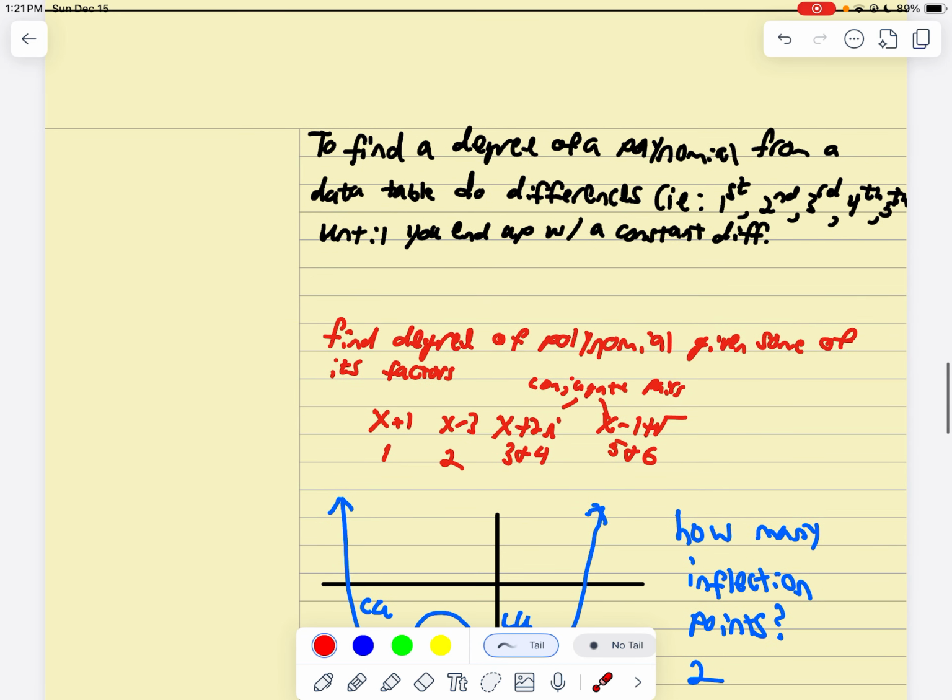Okay, find the degree of a polynomial from a data table. Do differences, i.e. first difference, second difference, third difference, fourth. Keep going until you end up with a constant difference.